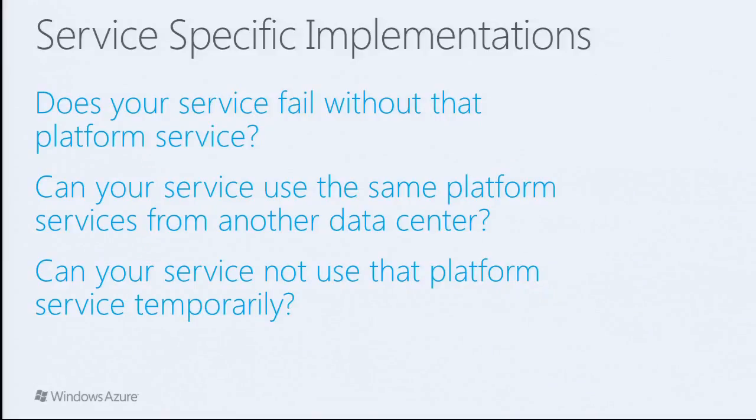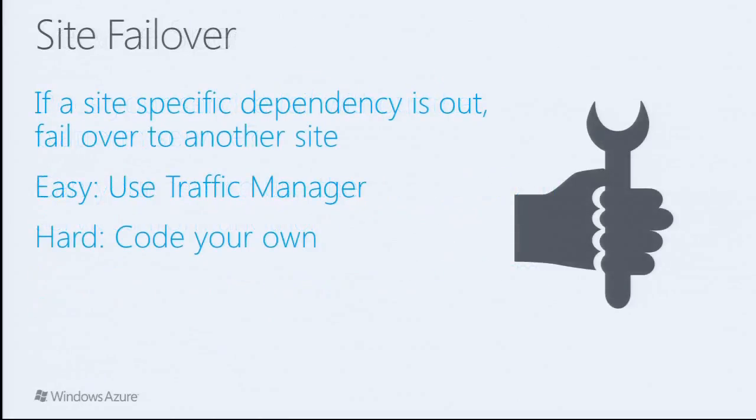But you've got to decide on an application and a dependency basis which one's right for you, and then figure out the right way of meeting that need. Now, my approach is if a site-specific dependency is out, we should just fail the whole site across. So rather than trying to work around a SQL Azure outage and potentially using a SQL Azure database from another data center, we should probably just route the traffic across. Now, you could hard code your own method of doing this. There are some third parties you can use as well, and of course we've just talked about Traffic Manager for doing that.